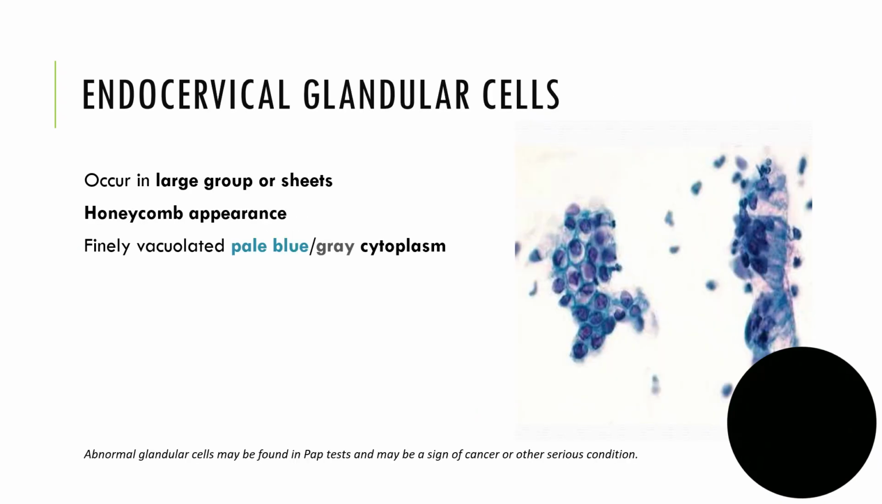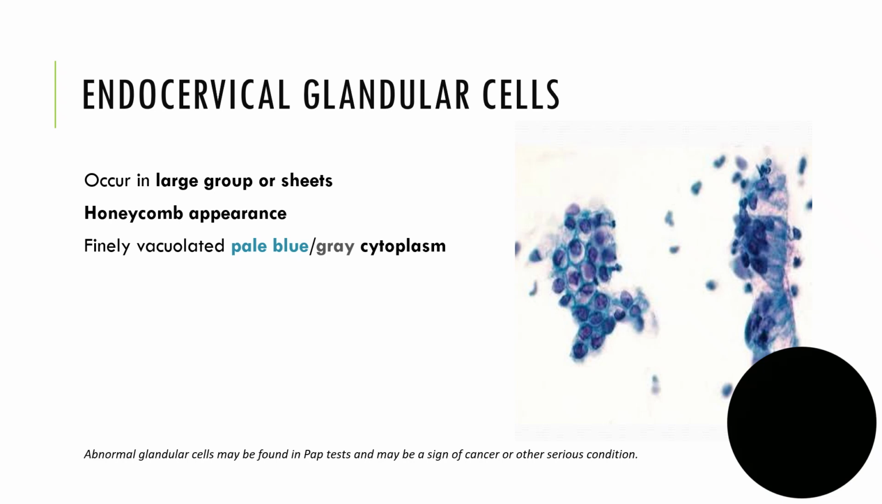Next, we have endocervical glandular cells. They come from the columnar epithelium lining the endocervical canal. On a smear, they typically occur in large groups or sheets with a characteristic honeycomb appearance. The cells are arranged side by side with their boundaries visible, resembling a honeycomb when viewed from above. Their cytoplasm is finely vacuolated and pale blue to gray in color. The vacuoles reflect their mucin secreting function.